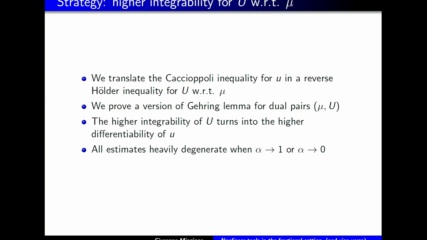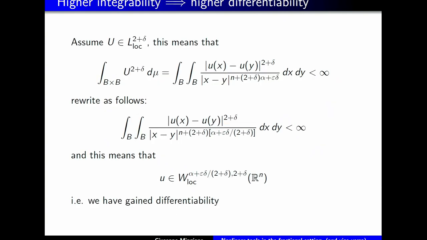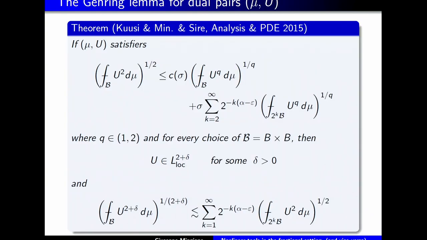Then the higher integrability of capital U translates into higher differentiability of U. Let's see why. Assume that U is in L2 plus log. What does this mean? This means this. So this is a way to exploit the thing. And in fact, what we prove is the following one. If you get this inequality for this dual pair, then this inequality self-improves.